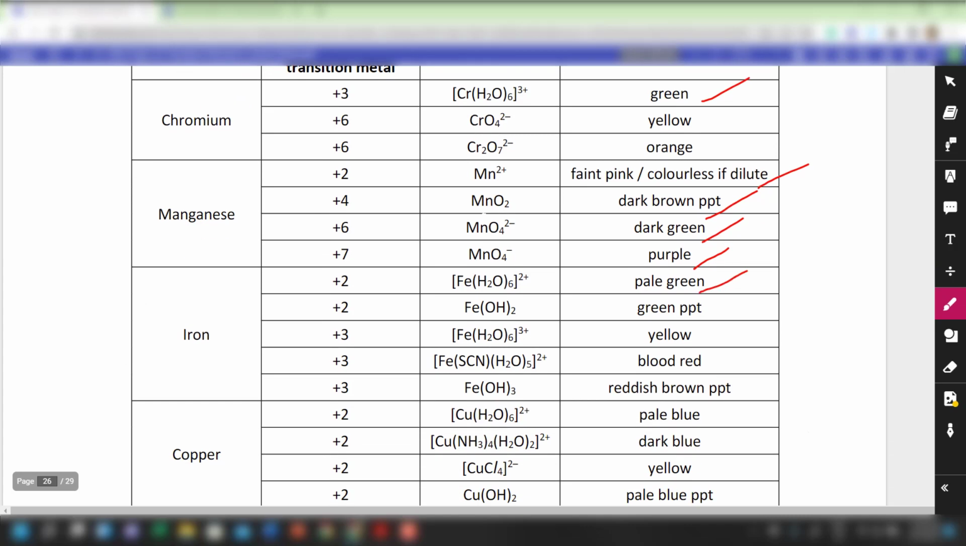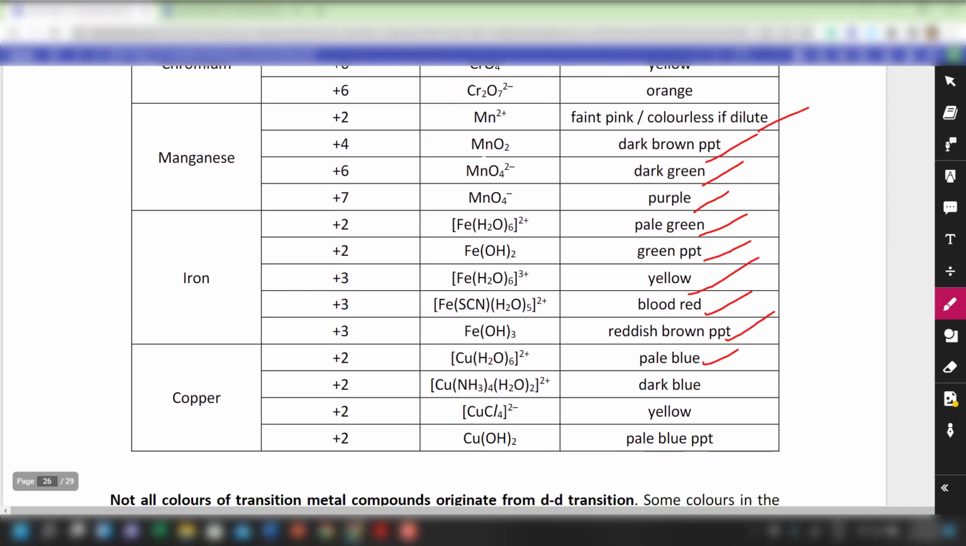Iron 2 needs no introduction. Iron 3 needs no introduction. You have seen them. Iron 2 hydroxide is a green precipitate, you know it. Iron 3 hydroxide is a reddish brown precipitate, you know it as well. The blood red complex is very characteristic of a test for iron 3 using thiocyanate, because iron 2 will not be able to give you a blood red complex.